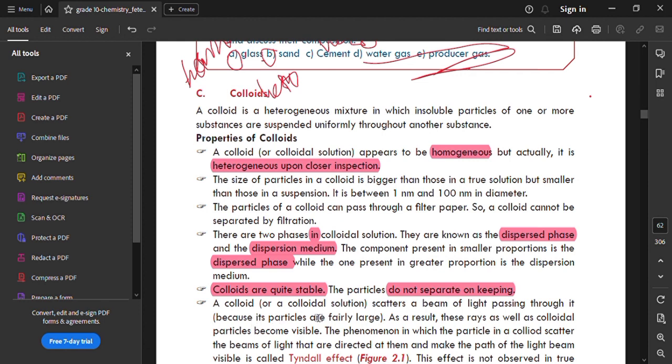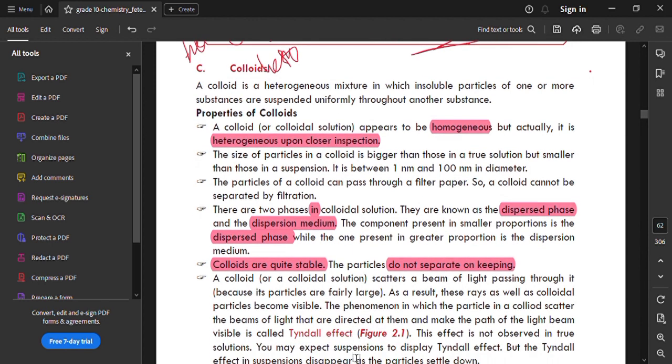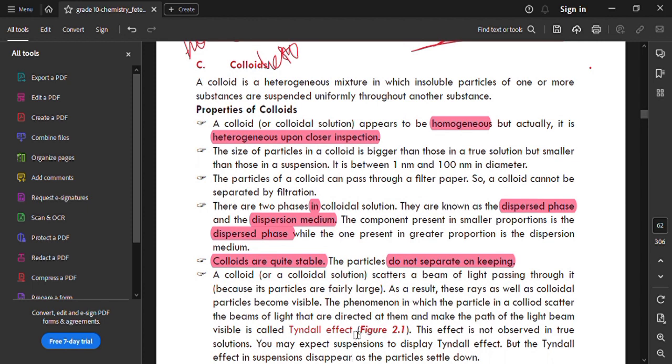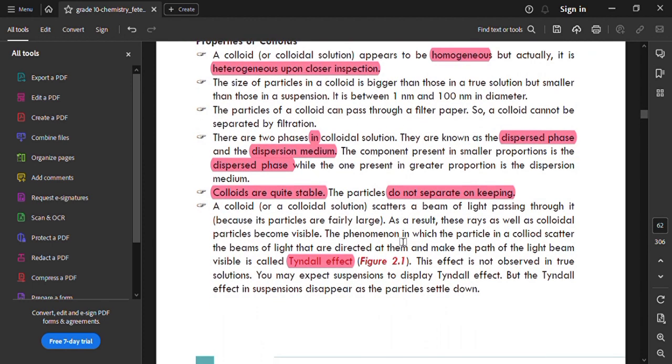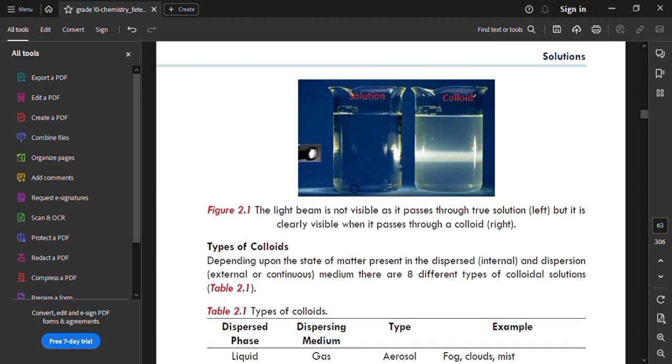So a colloid or colloidal solution scatters a beam of light passing through it. This is known as the Tyndall effect. The Tyndall effect is the phenomenon in which colloid particles scatter the beam of light directed at them and make the path of the light beam visible. This is all about mixtures. The other topic is types of colloids.